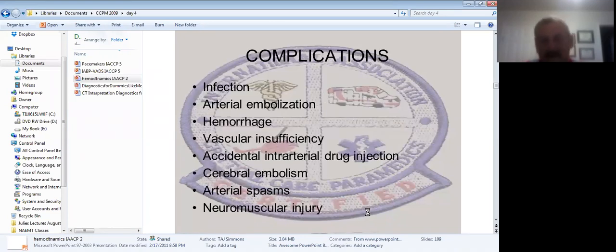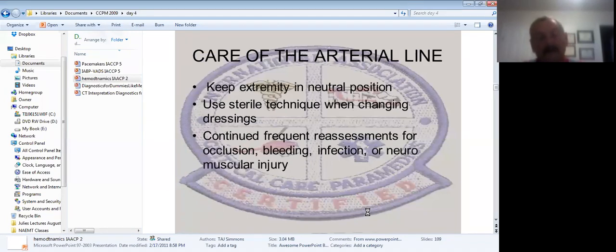So some of the complications that commonly occur in transport: infection, air embolization, hemorrhage, vascular insufficiency, again, especially with peripheral sites, an accidental intraarterial drug injection, which, by the way, is a very bad thing. The body does not like medications to be delivered on the arterial side. Cerebral embolism, arterial spasms, and neuromuscular injury.